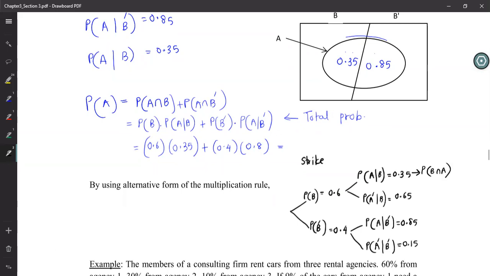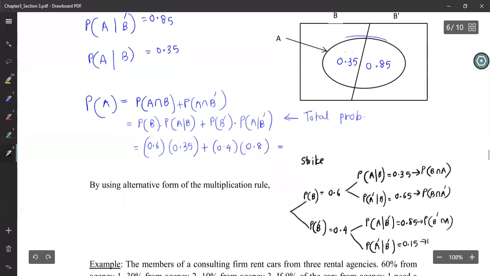Okay, if you multiply P(B) times P(A given B), that is P(B and A). Multiplication rule. What is this? B and not A. This one, not B and A. This is not B and not A. If you multiply along these paths, you can get the probabilities.